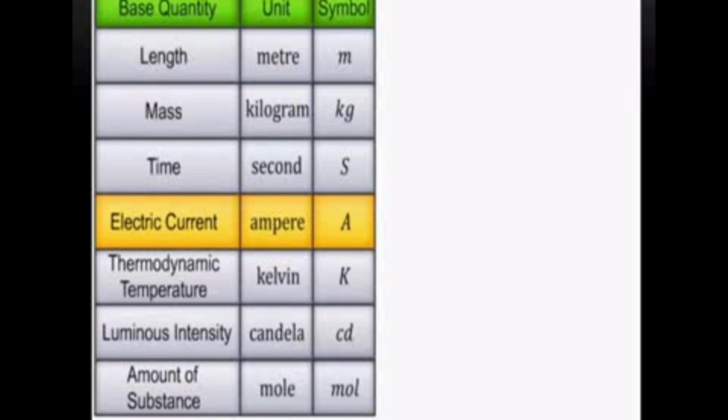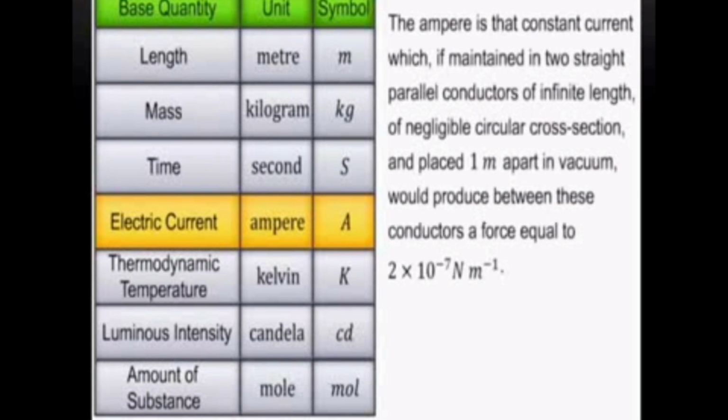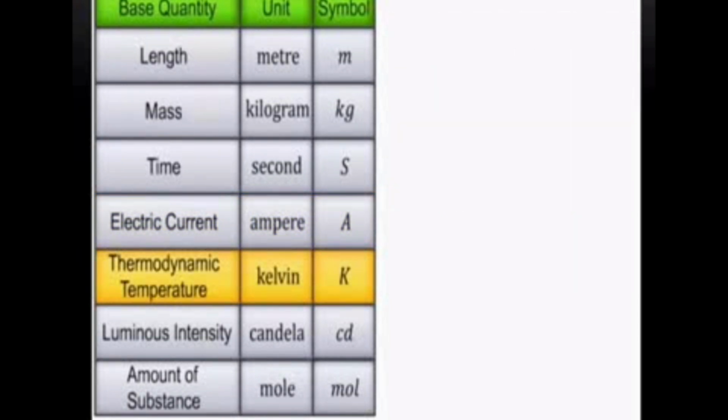Next is electric current. The unit of electric current is the ampere. It's not the letter A. 1 ampere is defined as the constant current maintained in two parallel conductors of infinite length, with negligible cross section, separated by a distance of 1 meter in vacuum, which produces a force equal to 2 × 10^-7 newton per meter. So the two conductors experience this much force, which is equal to 1 ampere. Two infinitely long conductors attract with that much force.